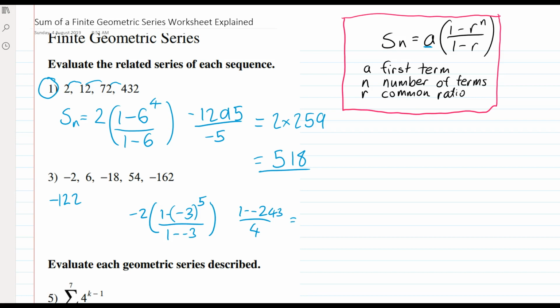1 plus 243, I end up with 244 over 4 times 2.